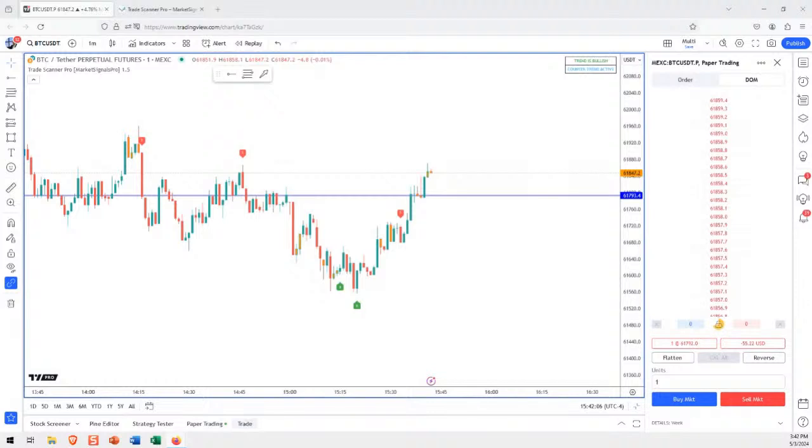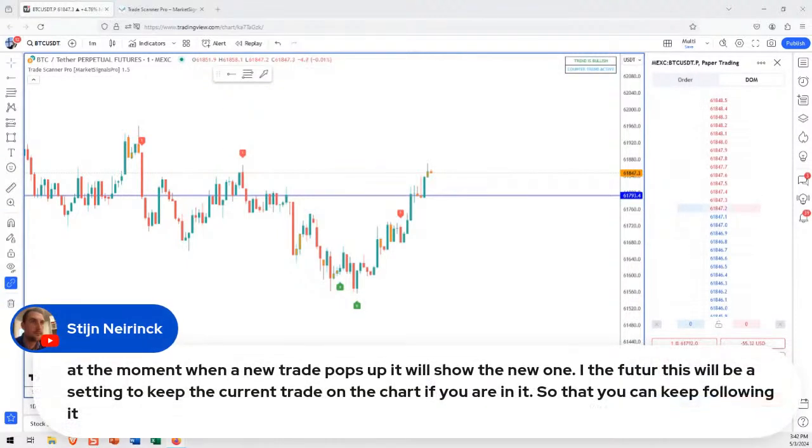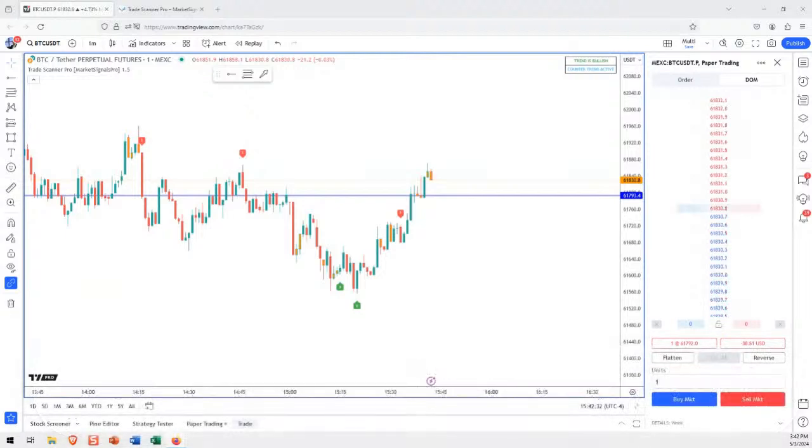Hey, Pariah, good to see you. At the moment when a new trade pops up, so what's Dean saying here? Let's put this up so everyone can see. "At the moment when a new trade pops up, it will show the new one. In the future, this will be a setting to keep the current trade on the chart if you are in it." Oh, okay, cool. So Dean is thinking about how he's going to be pushing new updates, or these are updates that are in the pipeline.